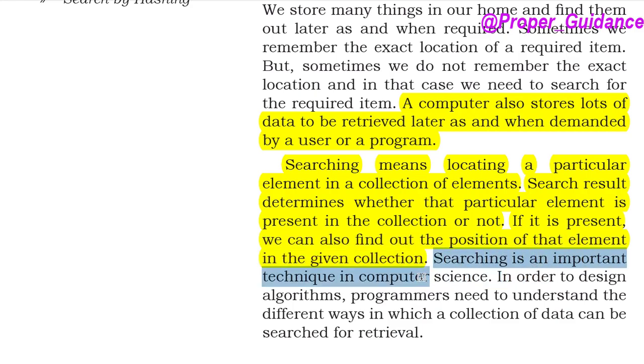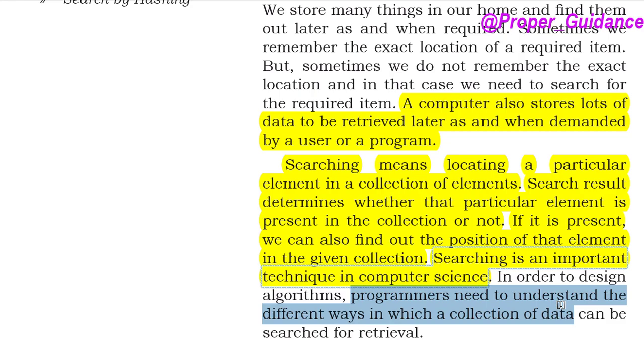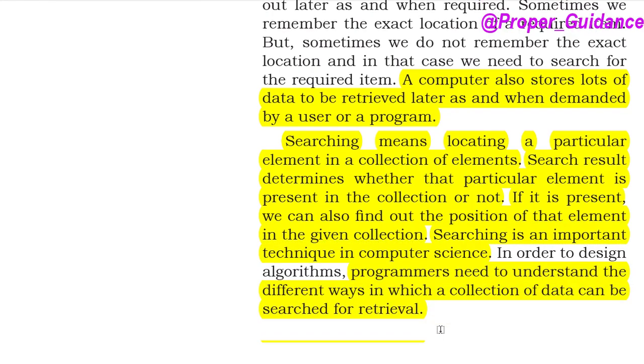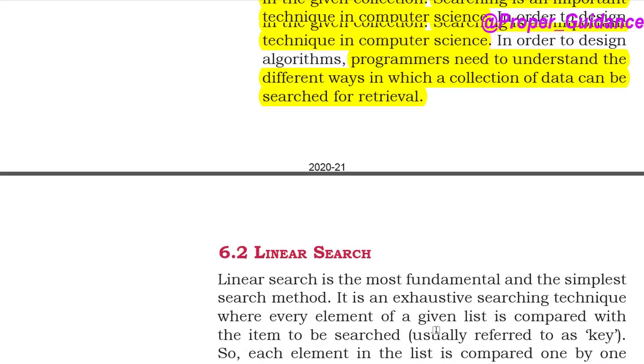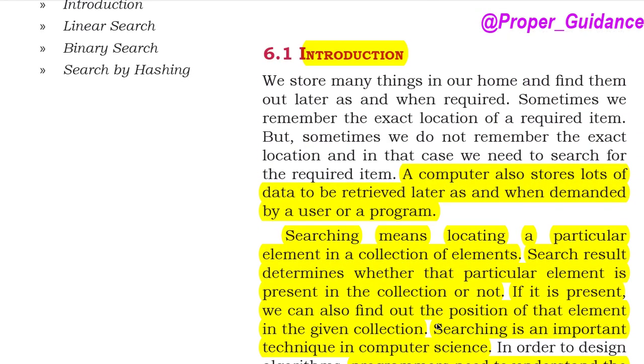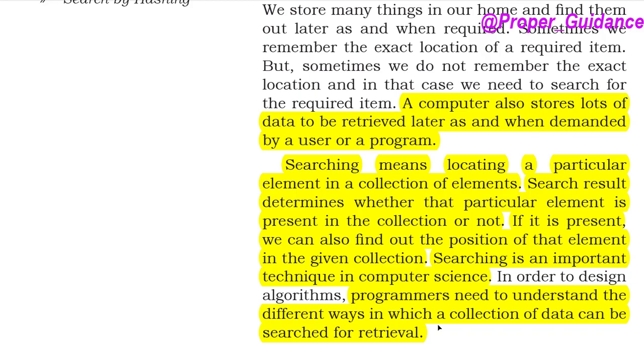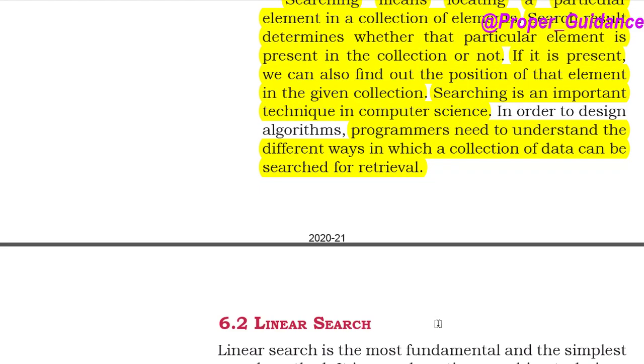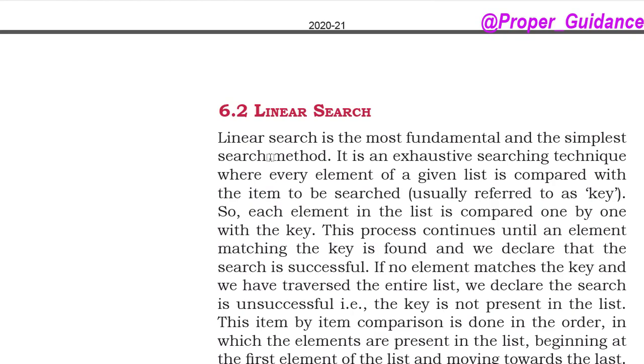Searching is an important technique in computer science. In other design algorithms, programmers need to understand the different ways in which a collection of data can be searched for retrieval. So this is the very basic concept of searching. The name implies that you have to search something, that is searching. Now, first topic, linear search. Now, what do we mean by linear search?